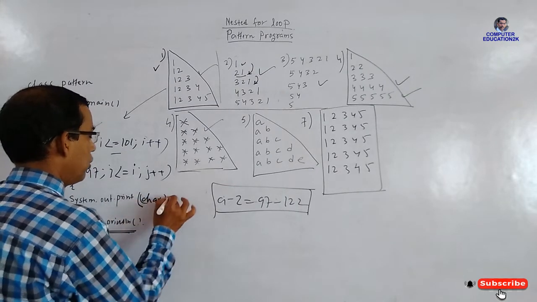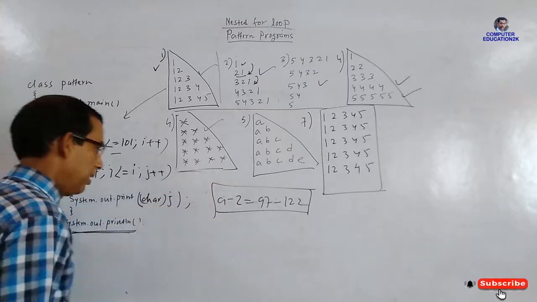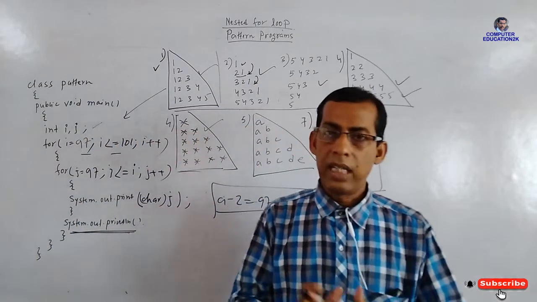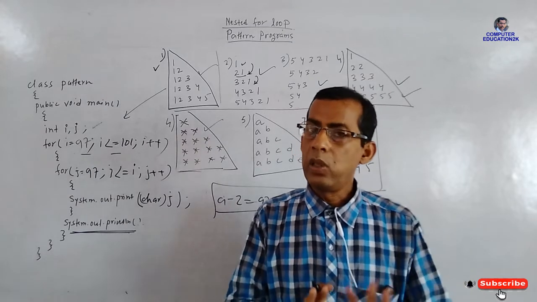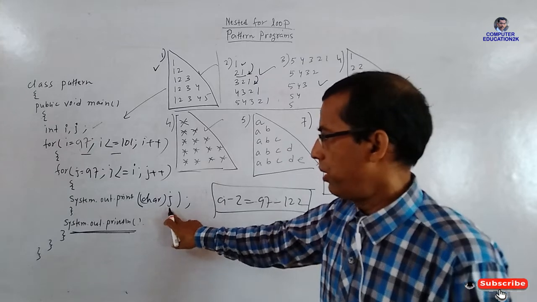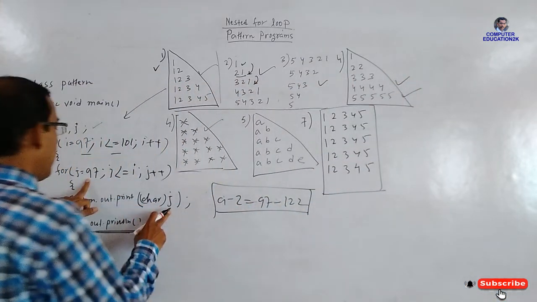CHARJ means you need the character value of J. You don't need the numeric value of J, you need the character value of J. What is the first time? What is J? J is 97.